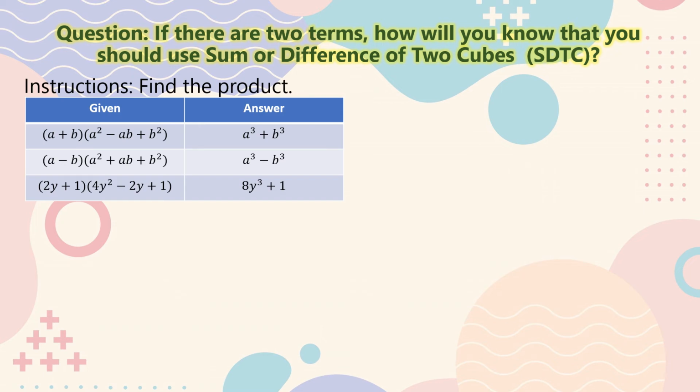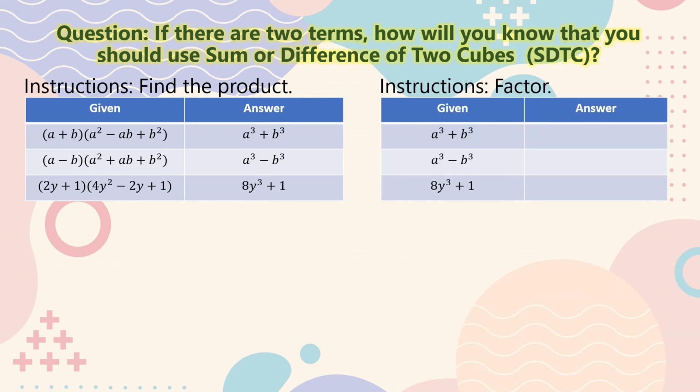So look at the following examples. Here on the left part of our screen, we were asked to find the product. And here on the right side of our screen, we are asked to find the factor of the following given. So based from our discussion before, factoring is just the reverse of finding the product.